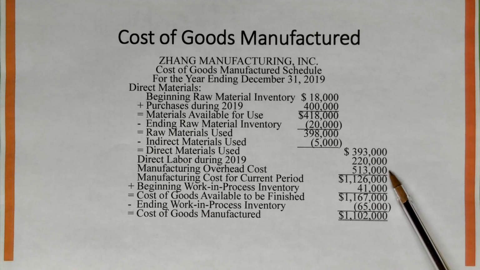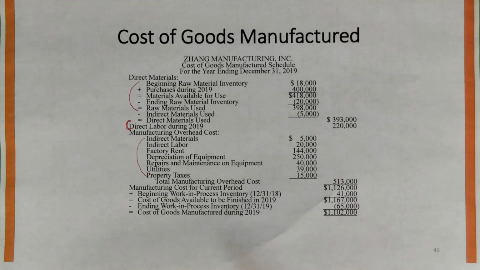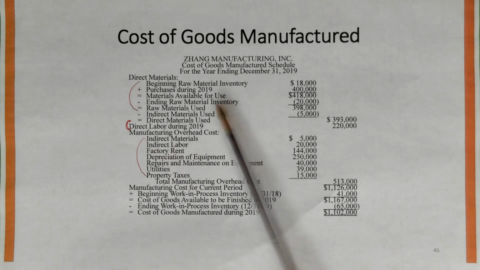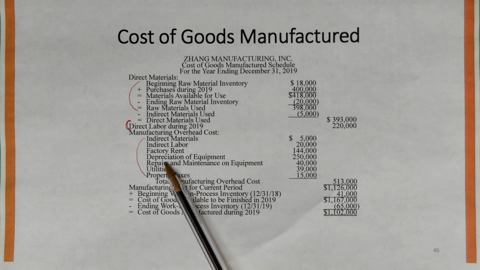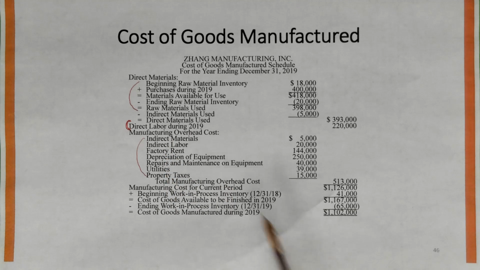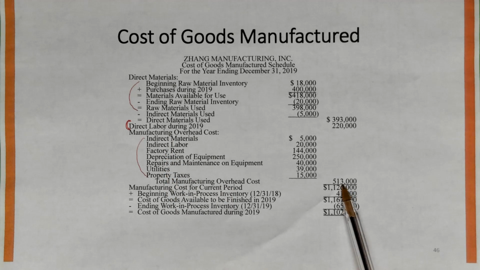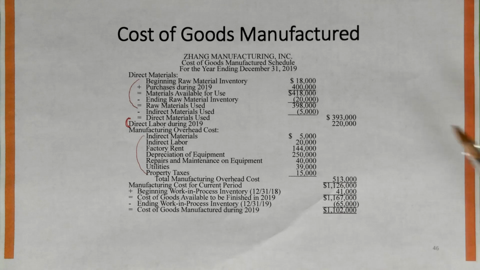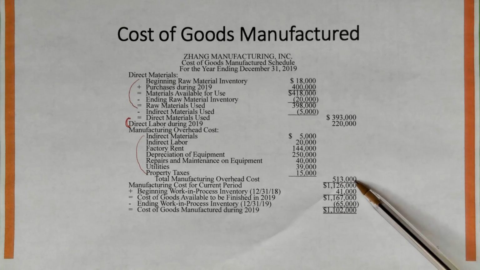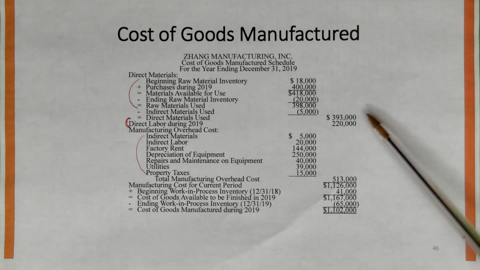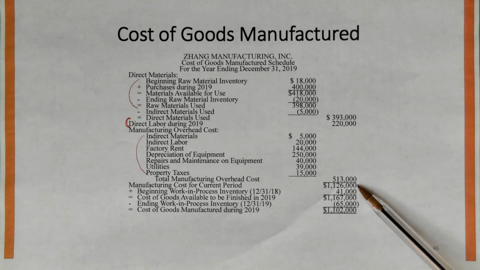Typically, it's the amount of manufacturing overhead allocated to products. So now back to our more detailed cost of goods manufactured schedule. We list all of the manufacturing overhead costs, total them up, and we place the amount here. Then we combine the direct material cost, the direct labor cost, and the manufacturing overhead cost to arrive at manufacturing cost for the current period.